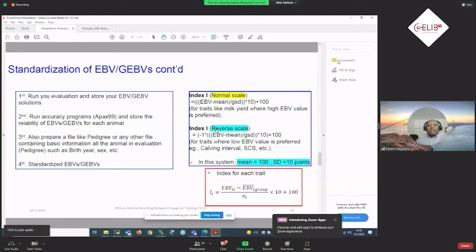If you have traits where a negative value is required, like calving interval, it should be lower. Somatic cell count should be low. In those cases, we multiply by -1 so that it can be comparable to the others. But don't worry about this one. So how to construct the index: the formula is down there, you can see. The standardized breeding value index is the EBV of the animal minus the average of all animals in the group, divided by the genetic standard deviation, times 10 plus 100.